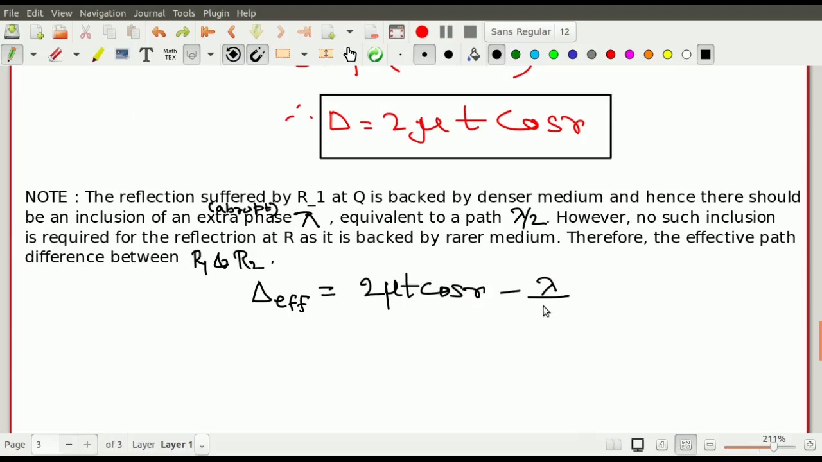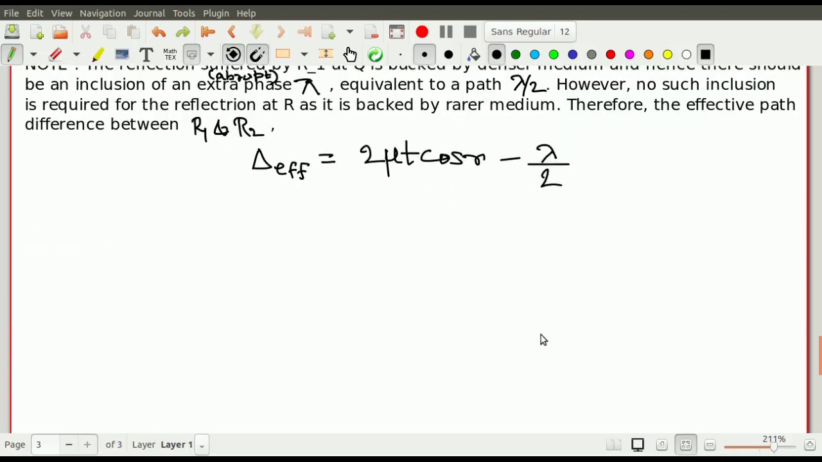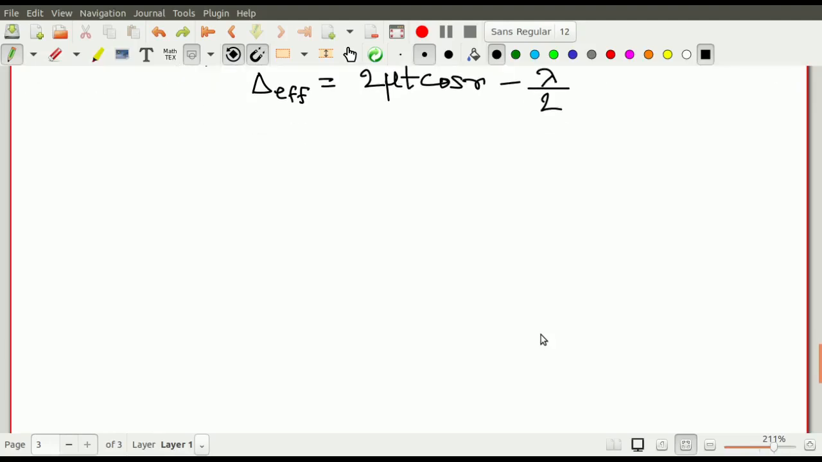So আমি এরকম ভাবেই এটাকে করার চেষ্টাটা করি আমরা. So this is lambda by 2. So effective টা কত হলো? So the effective becomes this part. এই পার্টটা হচ্ছে from the geometry, and this part comes from that Stokes treatment. So whenever there is a reflection backed by denser medium, there should be an extra phase change of pi. Understood? পরিষ্কার একদম? এবার তাহলে ব্রাইট ফ্রিঞ্জ ডার্ক ফ্রিঞ্জের কন্ডিশনটা কি হবে?